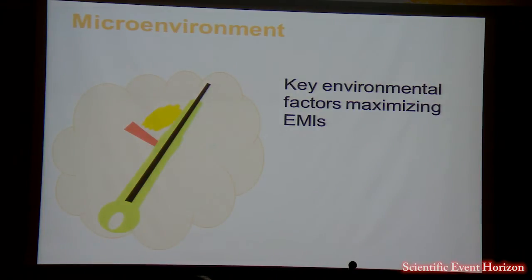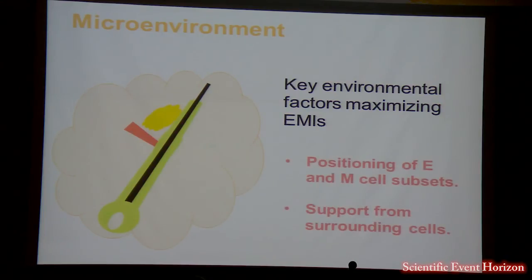And at last, I'd like to discuss the importance of the microenvironment. The microenvironment actually plays a very important role, and how can we modulate it? One approach is positioning of the epithelial and mesenchymal cell subsets, in other words, cell compartmentalization. If they are placed in a compact situation, maybe the crosstalk will be enhanced. And the other possible approach is support from surrounding cells.